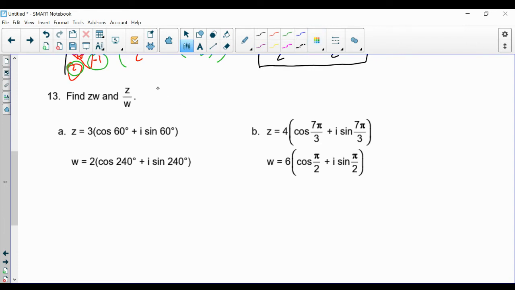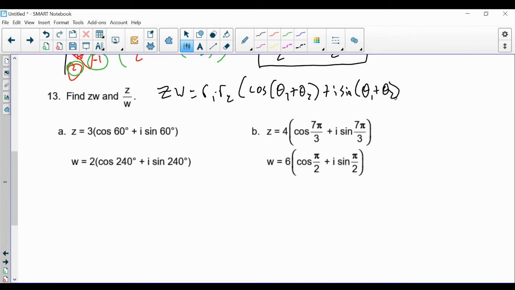So the two formulas we have are these. z times w is r1 times r2, where r1 is from z and r2 is from w, and then cosine of theta 1 plus theta 2, plus i sine of theta 1 plus theta 2. I said alpha but I'm writing thetas, so that's fine. Those are thetas. Okay, so that's the multiplication one.